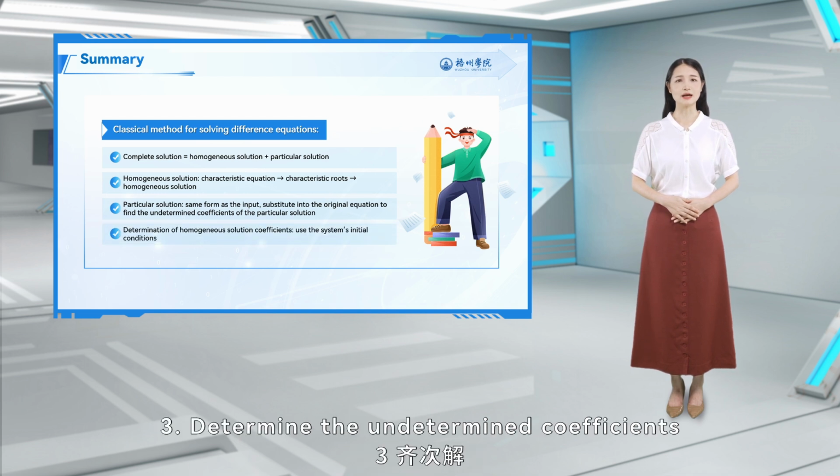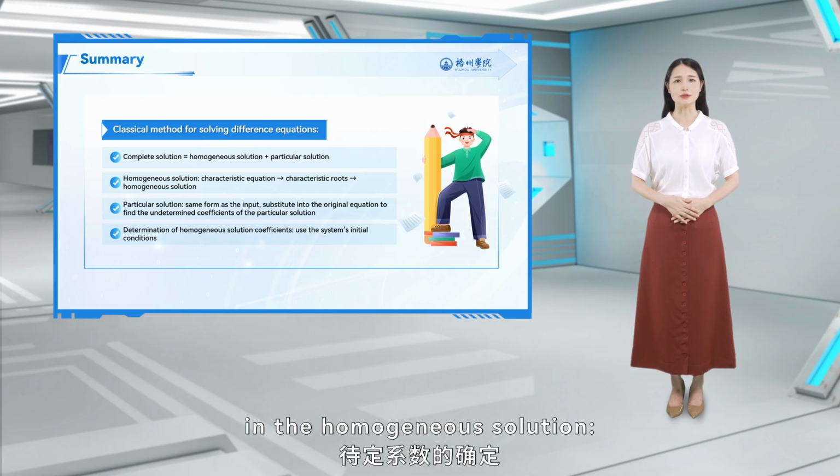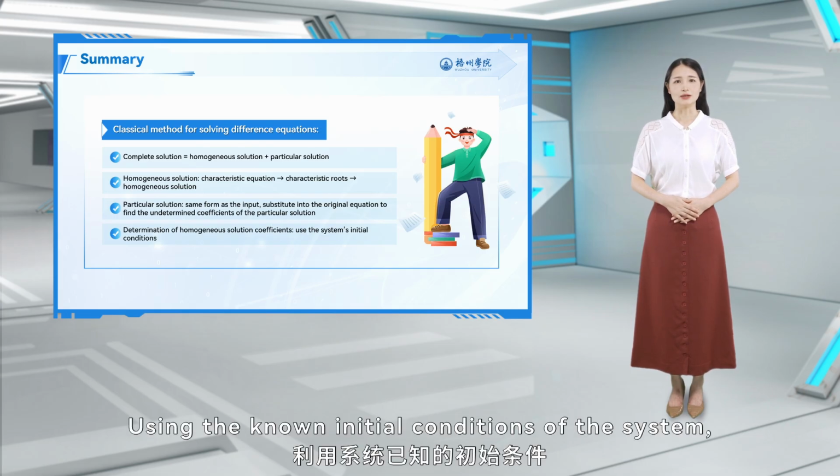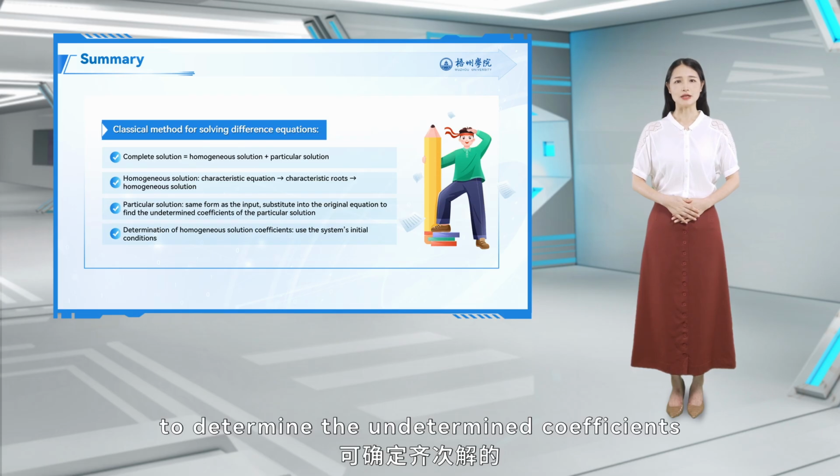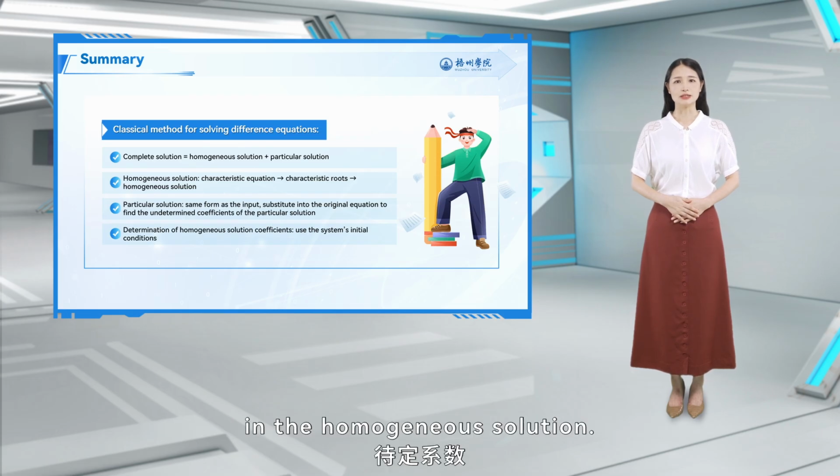3. Determine the undetermined coefficients in the homogeneous solution. Using the known initial conditions of the system, substitute the general solution into these conditions to determine the undetermined coefficients in the homogeneous solution.